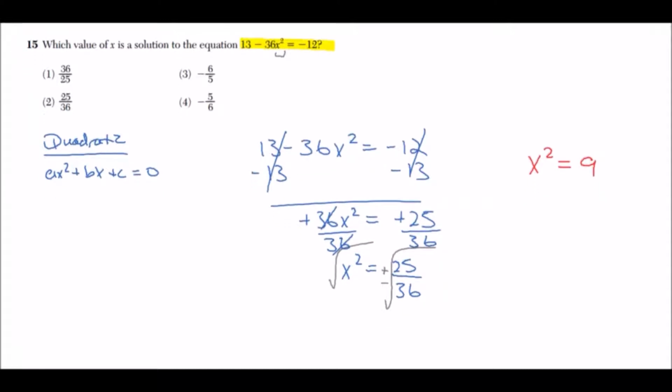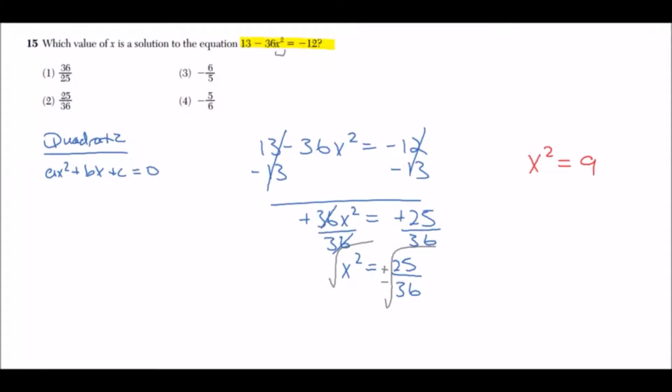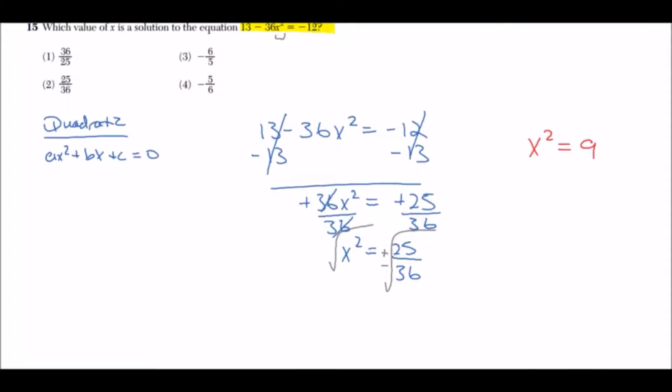So we can do the same thing here. The process doesn't change just because the numbers are not whole numbers per se. We have a fraction, or even if the numbers are irrational, both the positive and the negative square root would still work in this scenario. So here, if I square root x squared, I get x. And we get plus or minus the square root of 25 over 36.